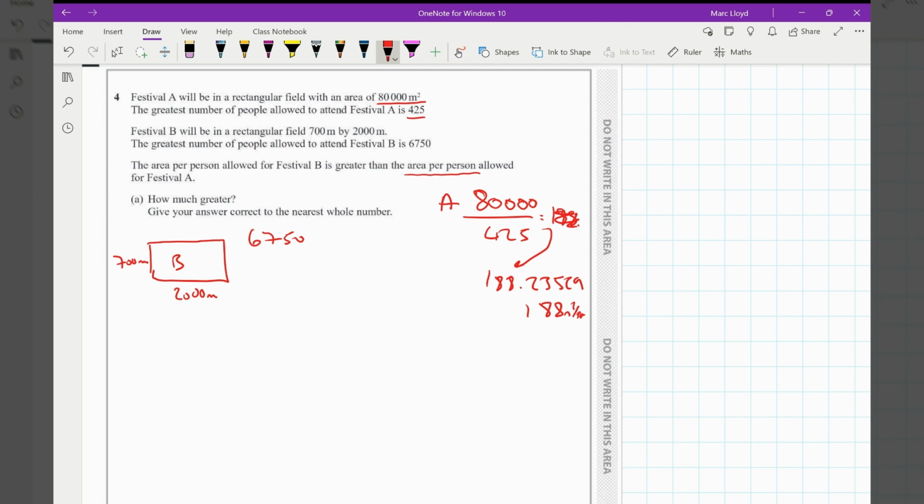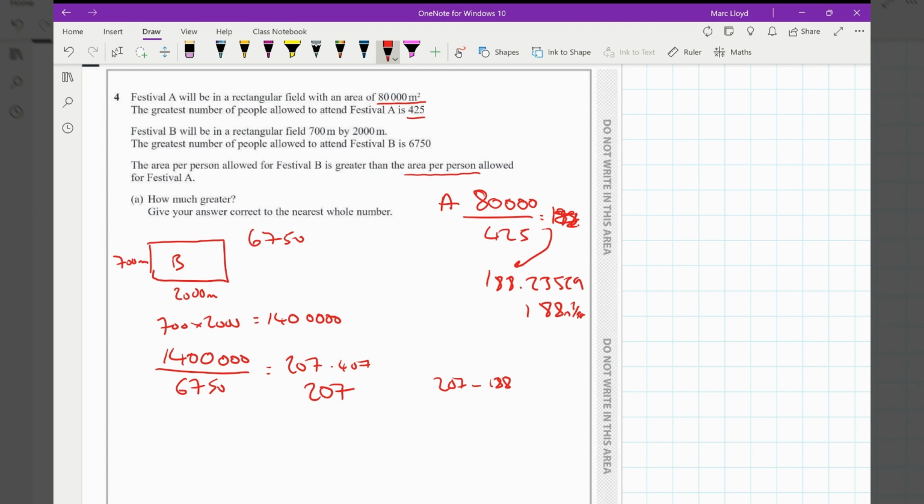Right. In order to do B, we need to do the same calculation. However, we've got to do the 700 times by the 2,000 to begin with. 700 times by 2,000, 5 zeros. So 1, 4, 0, 0, 0, 0, 0. I'm going to just rewrite that there because my examiner needs to see everything I've done in a nice, clear and orderly fashion. Now that's going to be divided by the 6750. And that gives us 207.407. So that's 207.